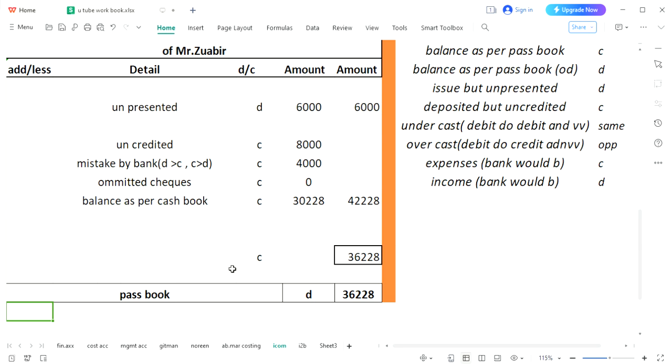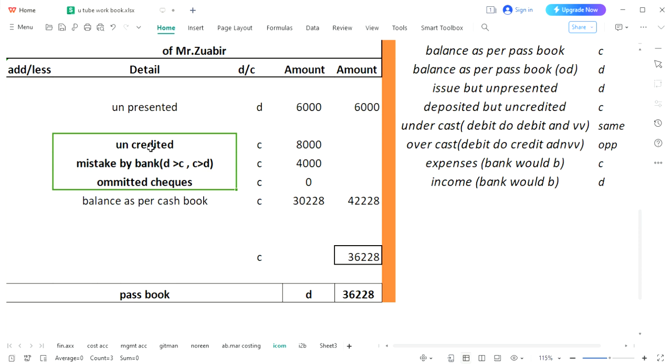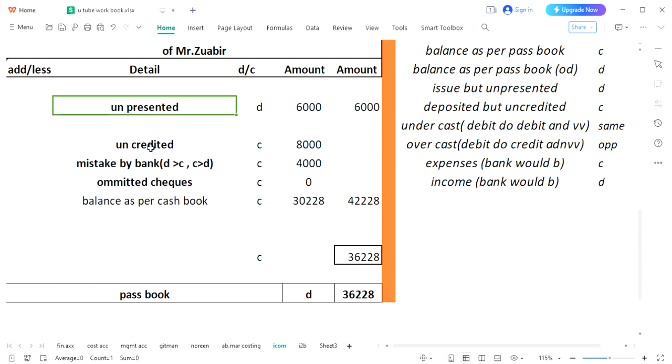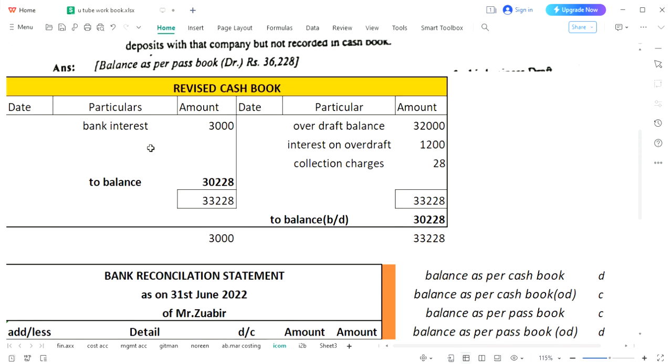Please understand, revise this question. I'm requesting you to repeat this question 2 to 3 times so that you can understand it well. These are 4 amounts which should be entered in the BRS. All remaining entries we have put in the revised cash book. Debit credit rules are not changed. So guys, in this way our question has been completed.